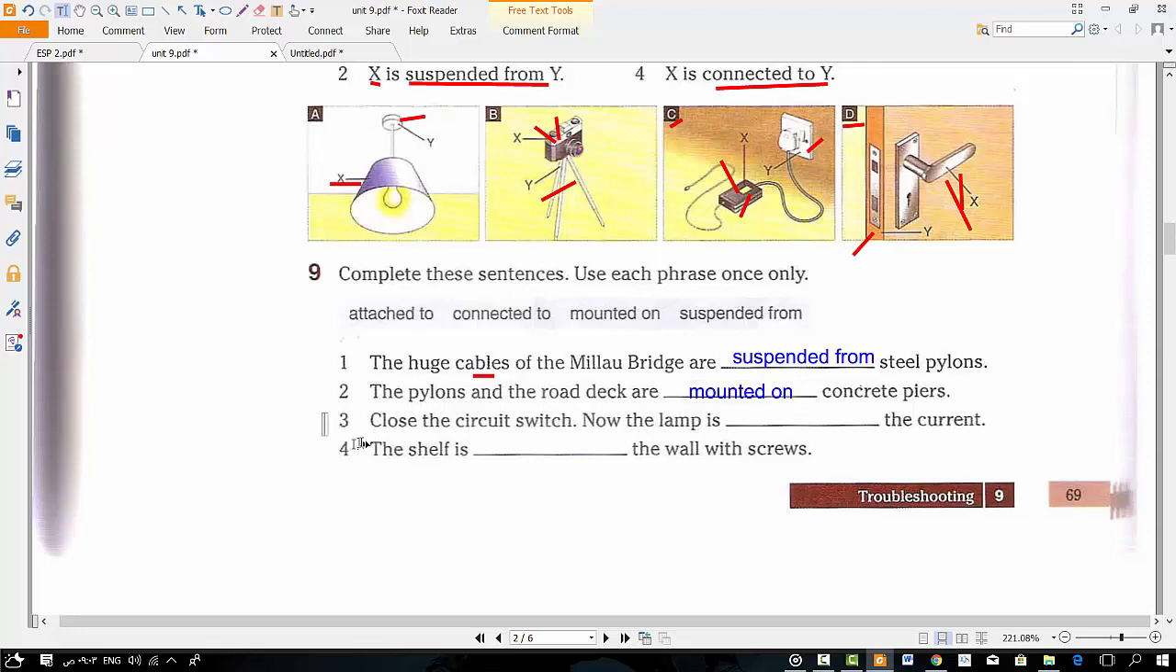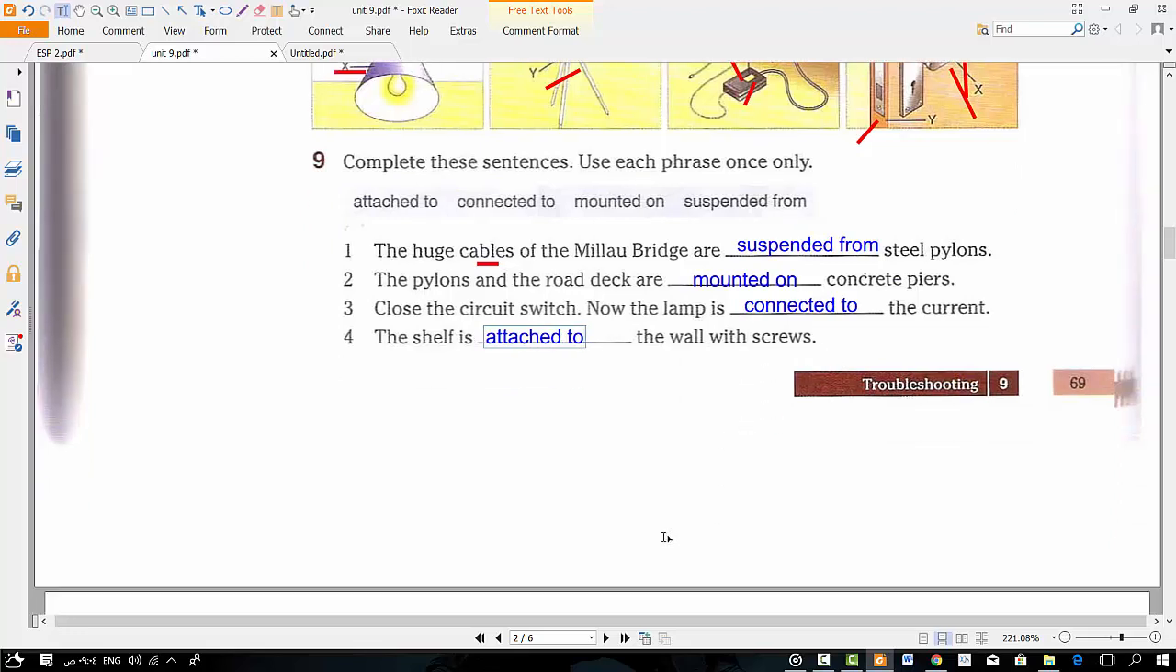3. Close the circuit switch. Now the lamp is connected to the current. 4. The shelf is attached to the wall with screws. Thank you.